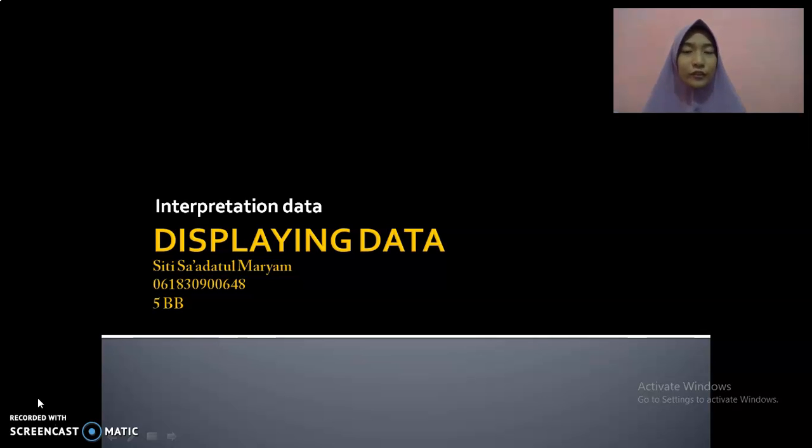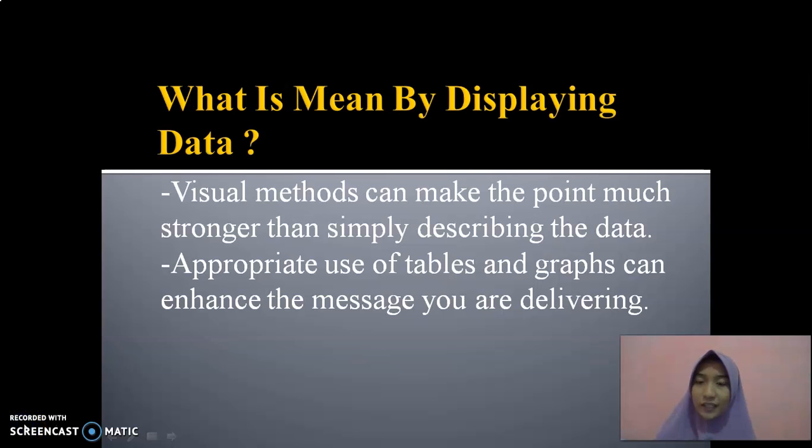Today, I would like to explain about displaying data. Displaying data is one part of data interpretation. Okay, let's begin. The first one is, what is meant by displaying data? Displaying data is a visual method that can make the point much stronger than simply describing the data. In displaying data, appropriate use of tables and graphs can change the message you are delivering.